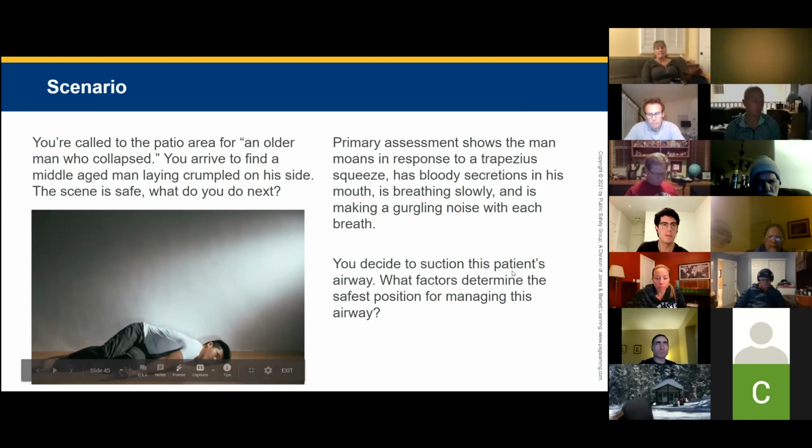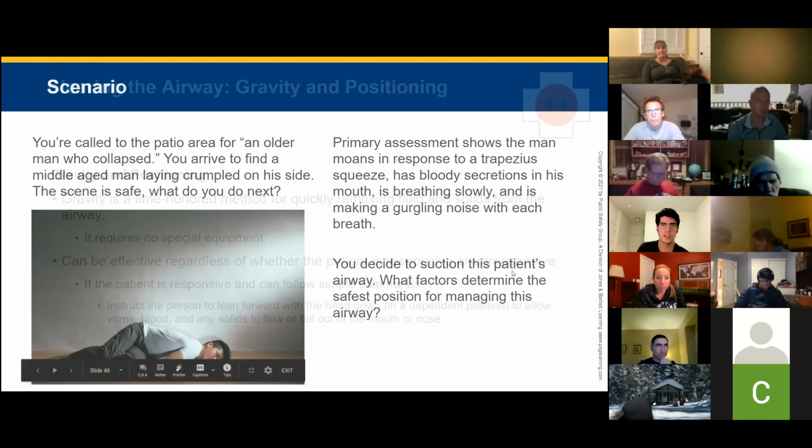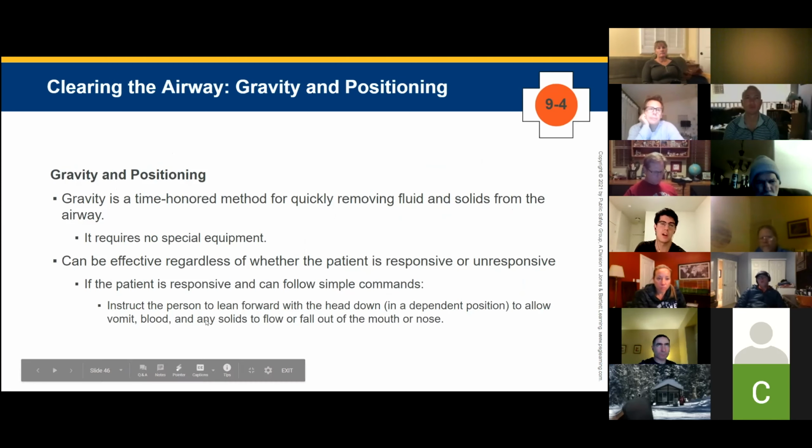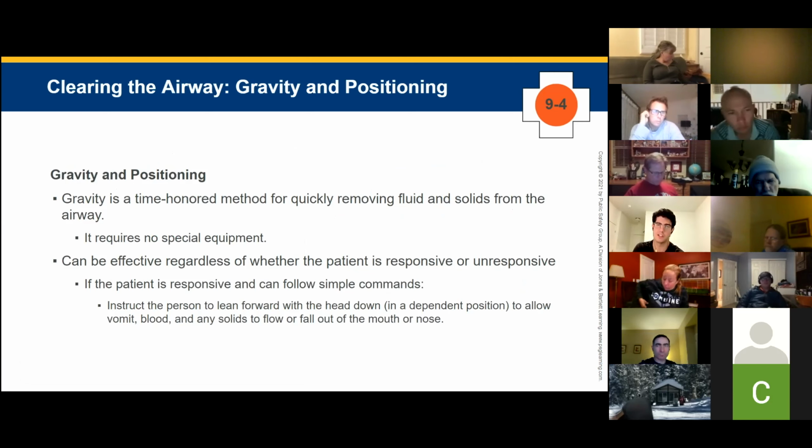Okay, so we'll keep going here. Gravity and positioning. I think we've talked a good deal about this. And then it says at the bottom here, this is not just for unconscious people who are lying on the ground. Sometimes people need to be instructed if they're going to vomit, or if they have a nosebleed. Sometimes people are kind of dazed, if they're sick or they've had trauma, they might need some help remembering to sit forward to make sure that they don't end up choking on something or spilling a bunch of blood.